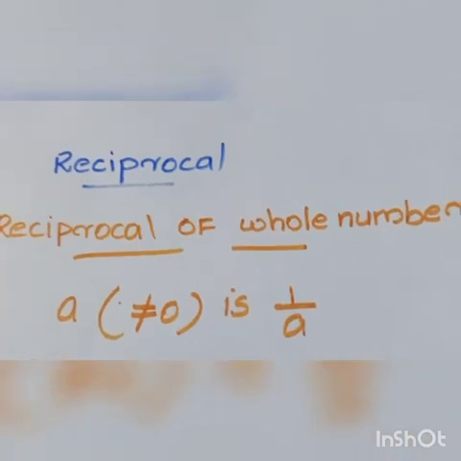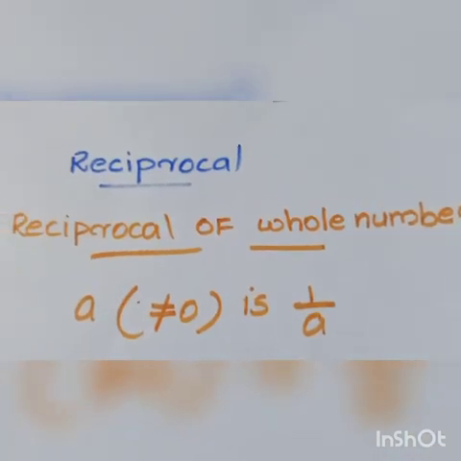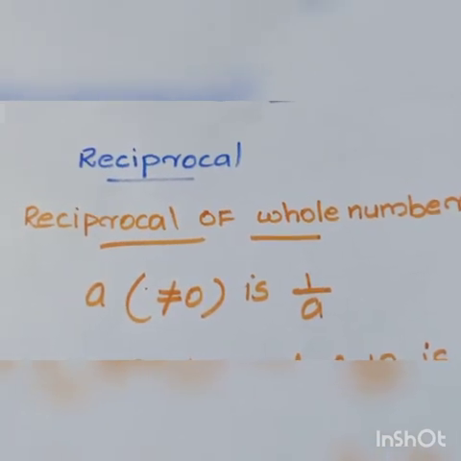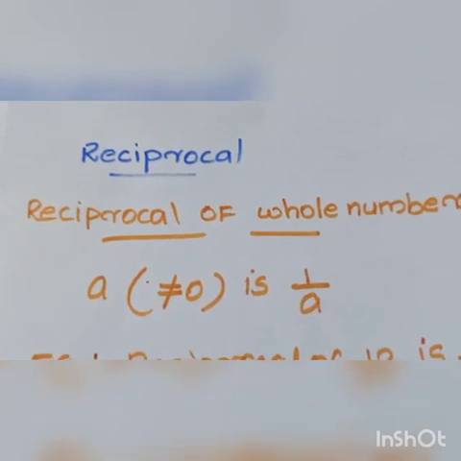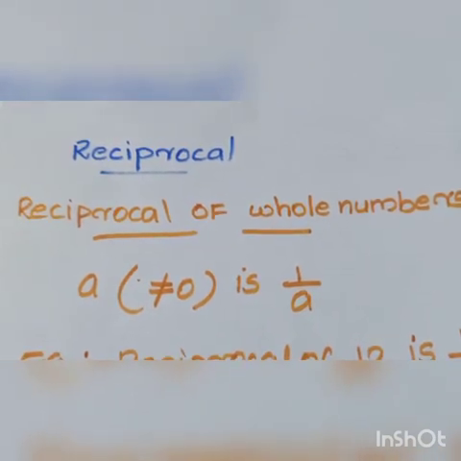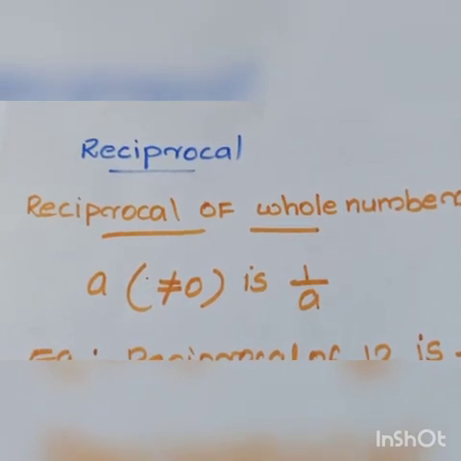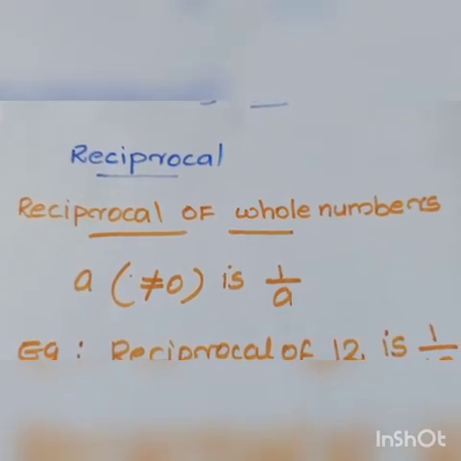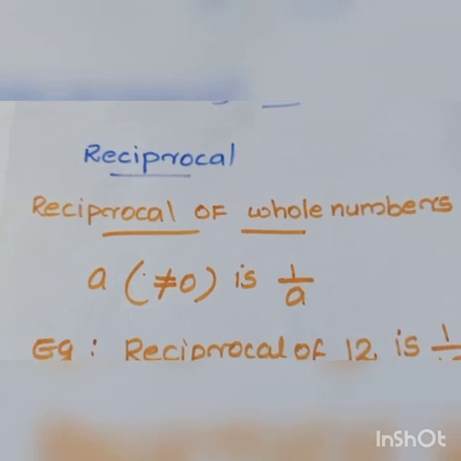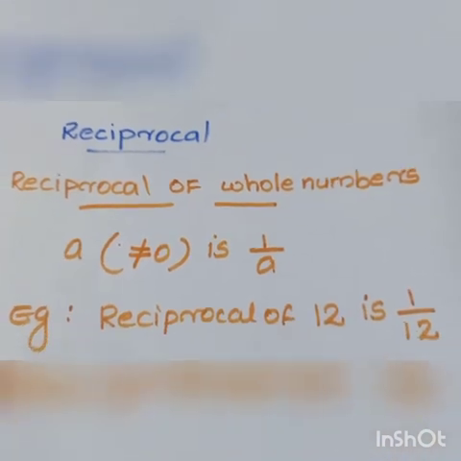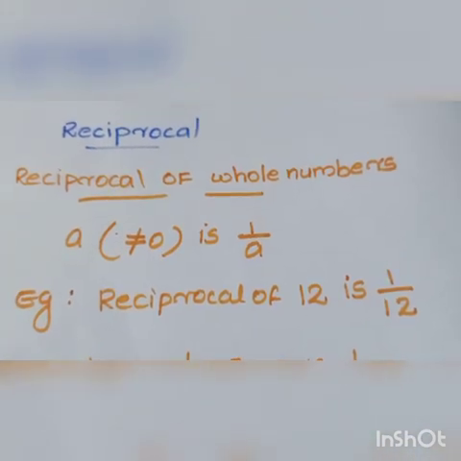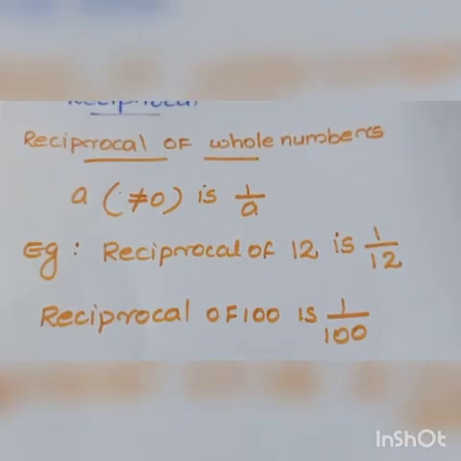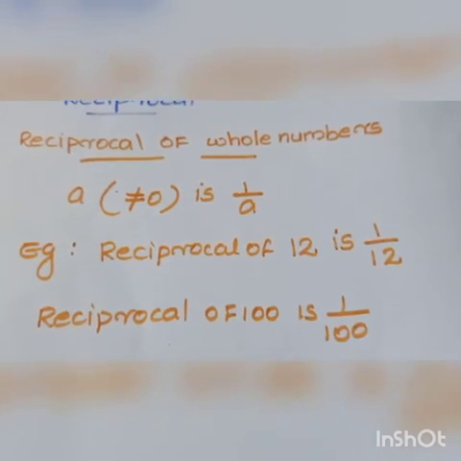I will tell you about reciprocal. What do we mean by reciprocal? The reciprocal of any number is that number which, when multiplied with the original number, gives unity. Let's learn reciprocals for different types of numbers. The first one is the reciprocal of whole numbers. The reciprocal of a whole number a is 1/a, where a is not equal to 0. For example, the reciprocal of 12 is 1/12. Another example: the reciprocal of 100 is 1/100.